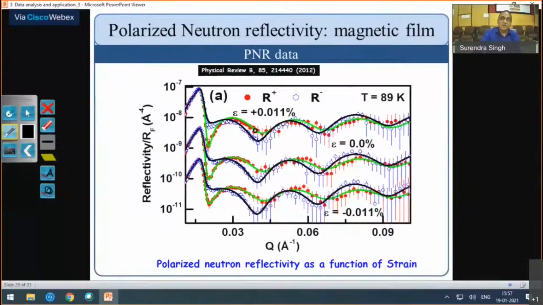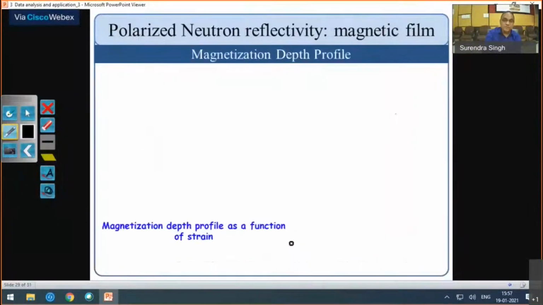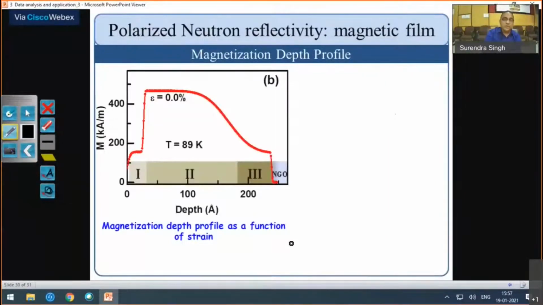And you can see the difference between the spin up and spin down reflectivity is changing. The maximum difference is there when there is a compressive strain. It decreases when there is no strain, then it further decreases when we apply a tensile strain. And what information we have got from this reflectivity pattern is the magnetization depth profile of our film. This is the LPCMO film. At the interfaces, we got lower magnetization. This is the middle of the film, and this is the substrate side. So this is when there is no strain.